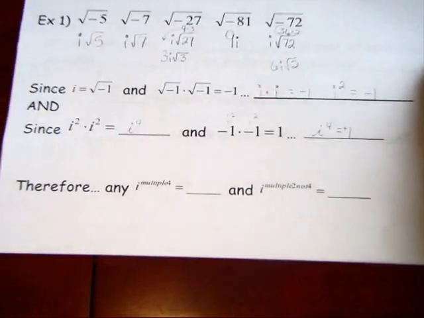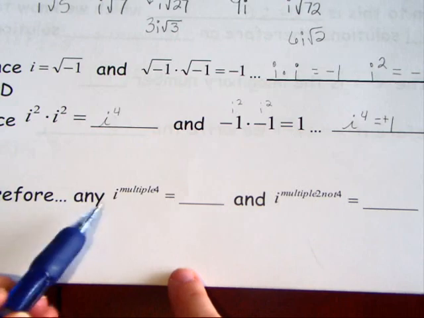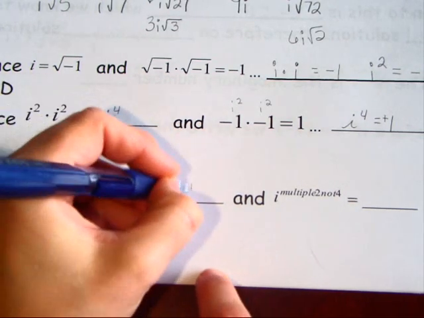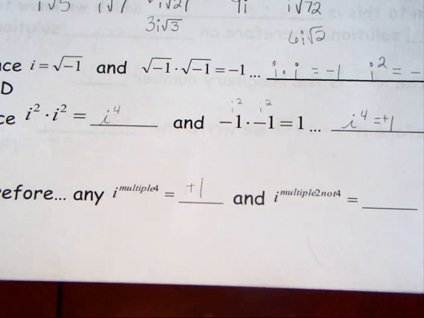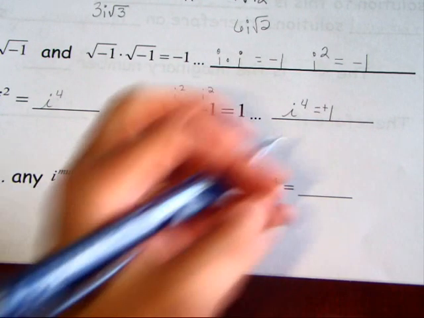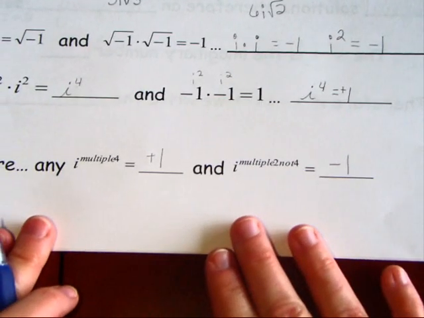Alright, let's keep moving on. That should imply to you even further that if you ever have an imaginary number to a multiple of 4, that's going to be a positive 1. And if you ever have an imaginary number to a multiple of 2 and not to 4, that's going to be a negative 1. I'll give you a couple of examples, okay?